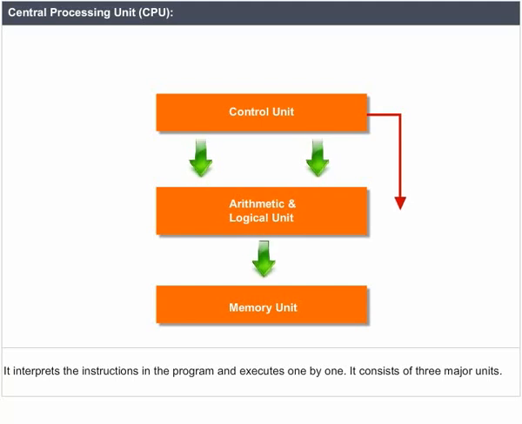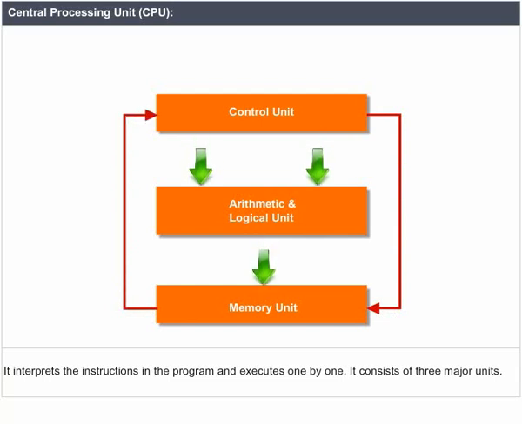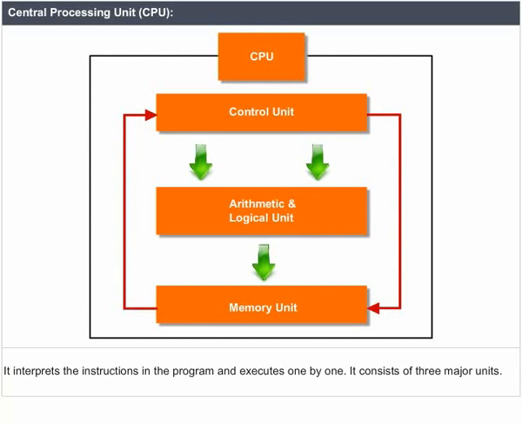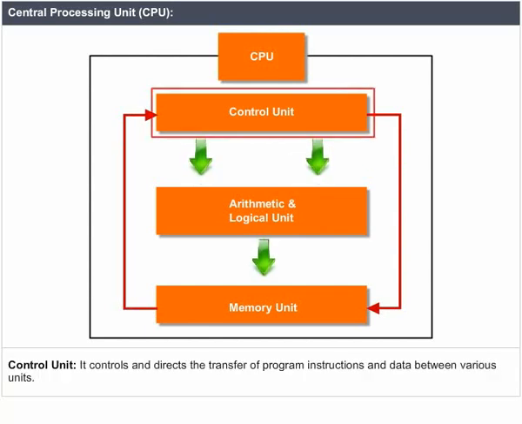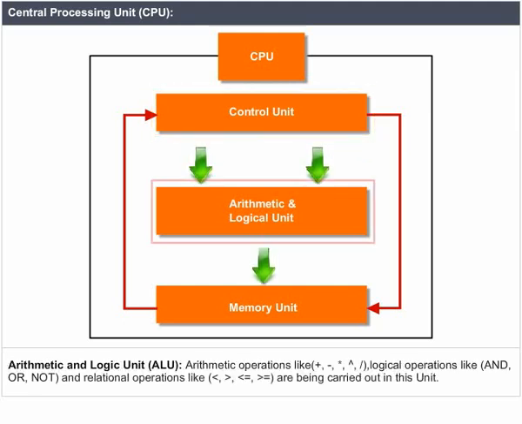Central Processing Unit, CPU. It interprets the instructions in the program and executes one by one. It consists of 3 major units. Control unit. It controls and directs the transfer of program instructions and data between various units. Arithmetic operations like addition, subtraction, multiplication, to the power of, division, and logical operations like and, or, not, and relational operations like lesser than, greater than, lesser than or equal to, greater than or equal to, are being carried out in this unit.